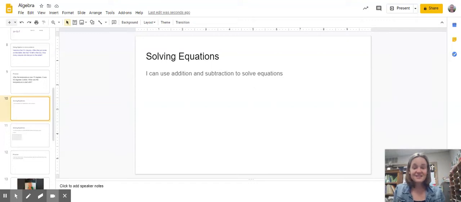Hi, fifth graders. Today we're going to practice solving equations. Yesterday we wrote the equation. Today we're going to solve for the variable. We're going to figure out what the variable is by using adding and subtracting.